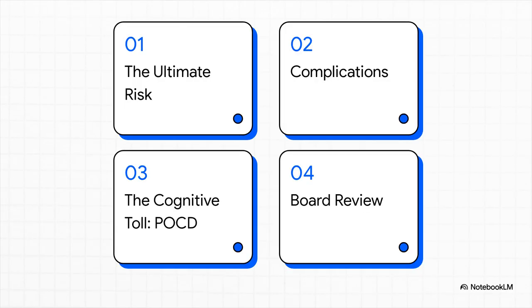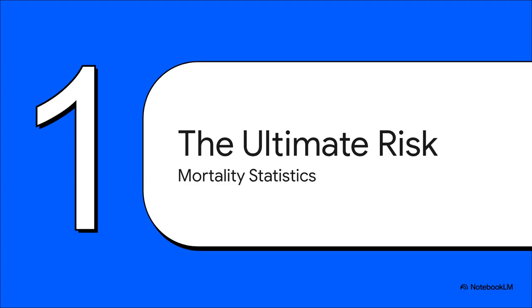So here's our game plan. We're going to start with the most serious outcome, mortality. And then we'll break down common complications you'll see in different patient groups. After that, we'll dive into the cognitive risks, specifically postoperative cognitive dysfunction. And then we'll wrap it all up with a rapid-fire review slide that has all the must-know facts. All right, let's jump right in with mortality.